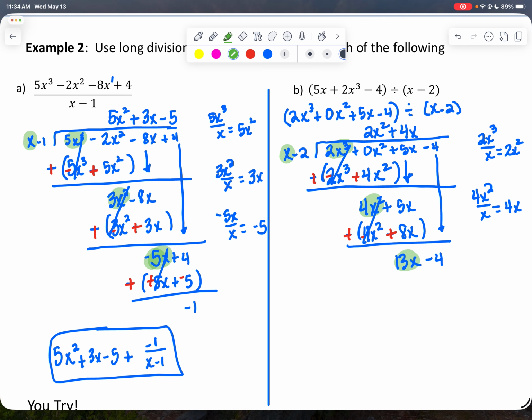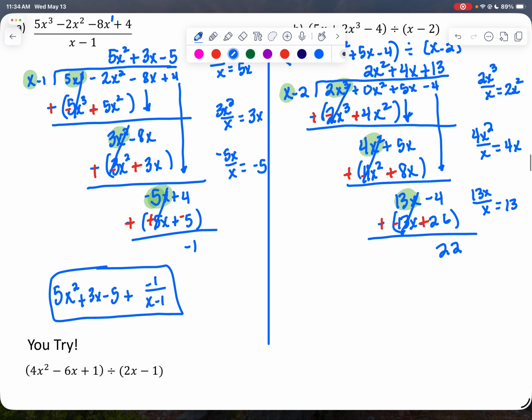All right, again, start the process again. 13x divided by x would be 13, and it was positive, so I'll put plus 13. Now multiply, that would be 13x minus 26. Subtract that entire polynomial, and we'll get plus, negative, positive. And that would zero out and leave me 22. So we have a remainder on this problem also. So our quotient is 2x squared plus 4x plus 13. And our remainder is 22 over our divisor, which was x minus 2.